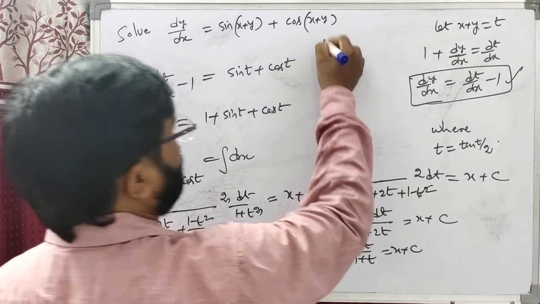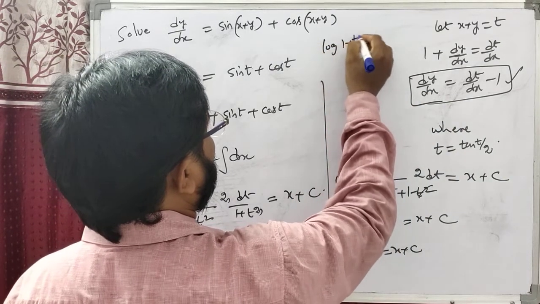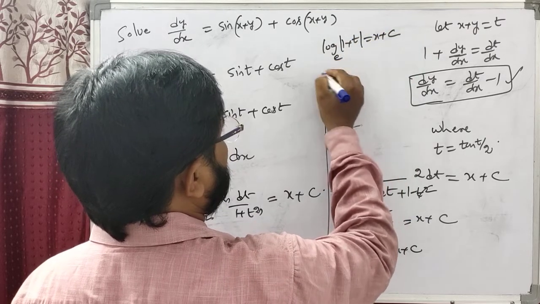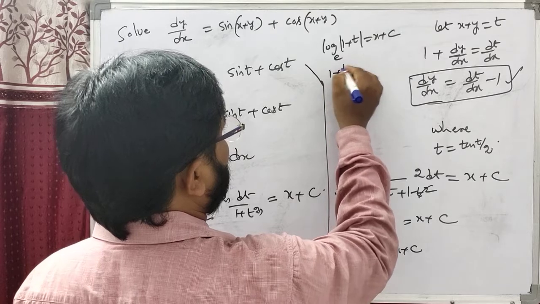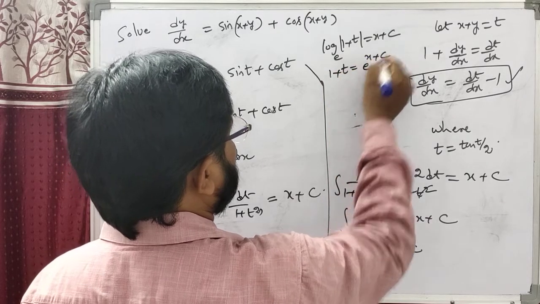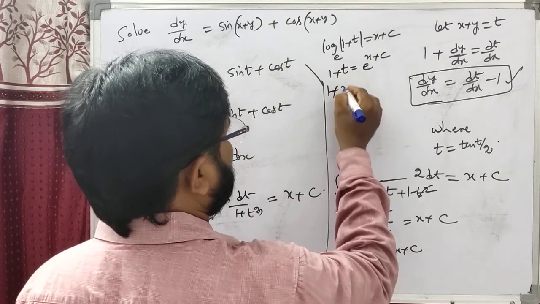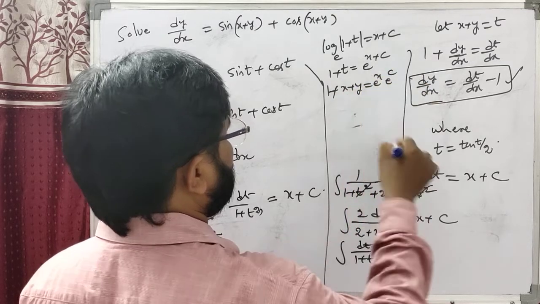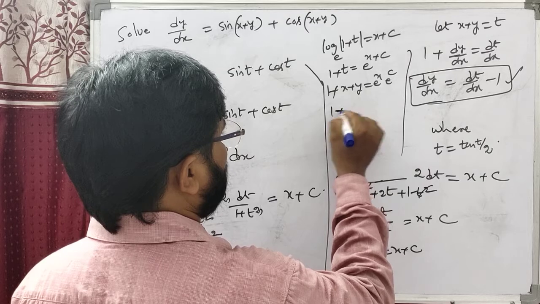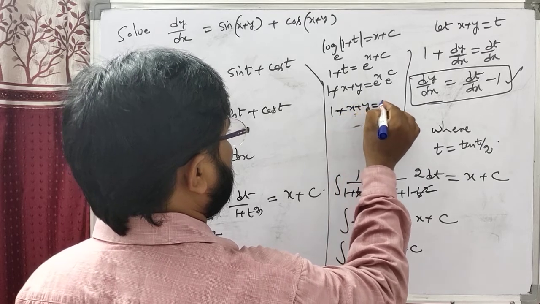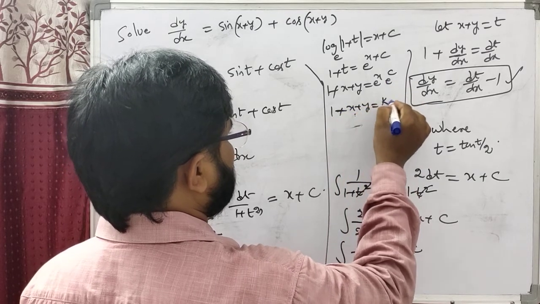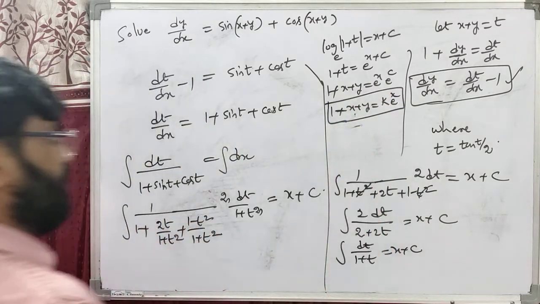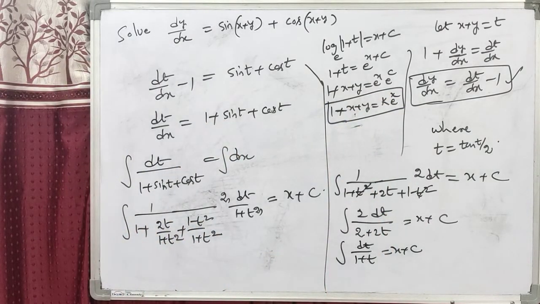Students, we get log mod of 1 plus t equal to x plus c. The base is sending to the other side: 1 plus t equal to e power x plus c. So 1 plus t is nothing but e power x into e power c. Students, e power c is the constant k, so 1 plus t equals k into e power x. This is the formula. 1 plus x.